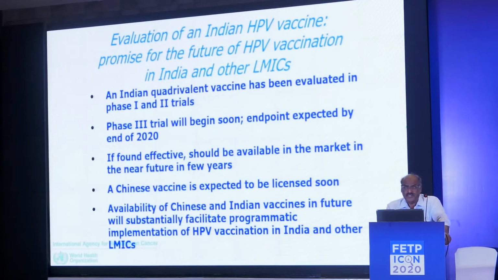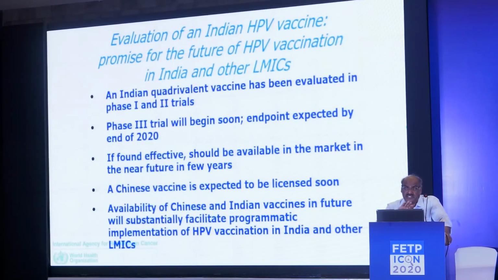And another good news is there is an Indian vaccine around the corner. The Indian vaccine has completed phase 1, phase 2 trials, and the phase 3 trials will commence now. The Indian drugs regulator has accepted that if it shows equivalent immune response to that of the quadrivalent vaccine available in the market, they will license it. That means this vaccine could be available in the market next year.